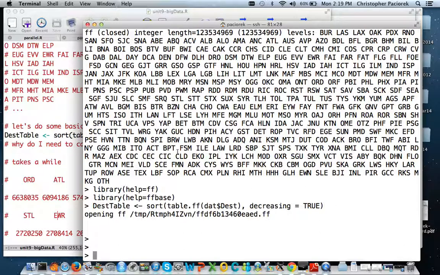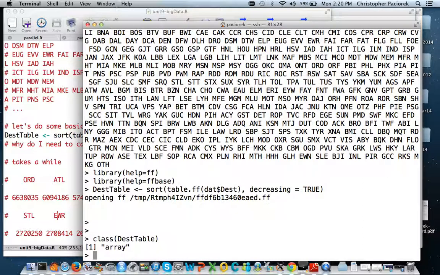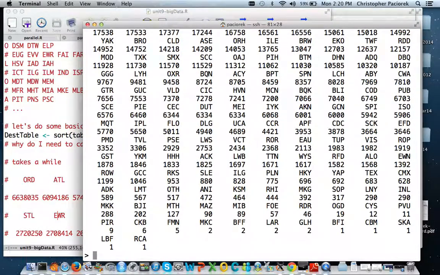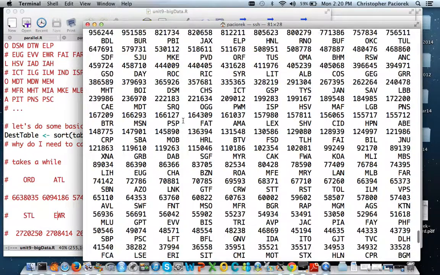Maybe that delayed enough time for this to finish. So if we look and see what's the class of dest table. So this is now just an R array. So it's gone in, it's done a bunch of processing recognizing the FF format, but it's returned the results in a more standard format to us. And we could go ahead and look and see what this thing looks like. And it looks like it's been sorted.